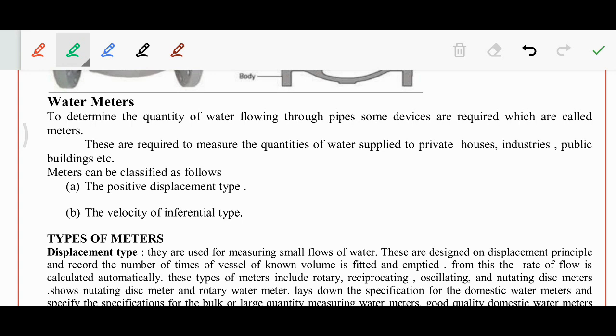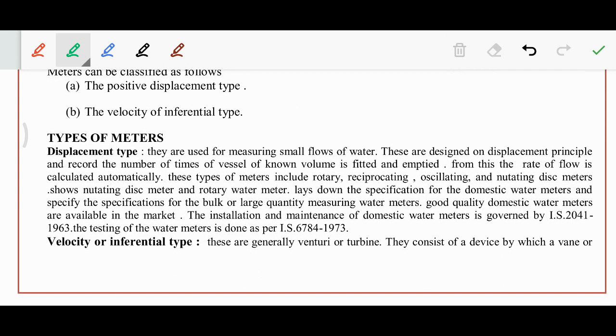Okay, the meters can be classified as following. There are only two types of meters broadly. One is positive displacement and the second one is the velocity type. So we'll see the first one, displacement type. The main principle involved in this meter is that it will record the number of times a vessel of known volume is filled up and emptied.